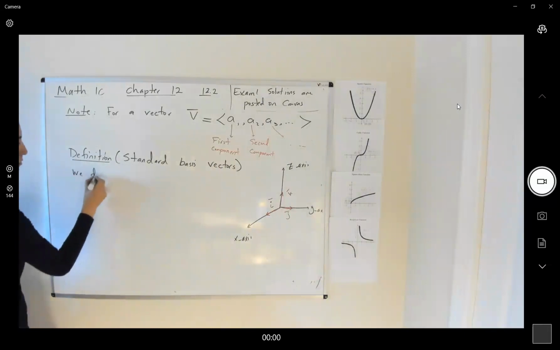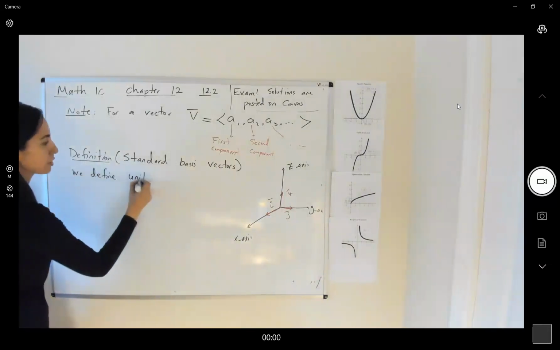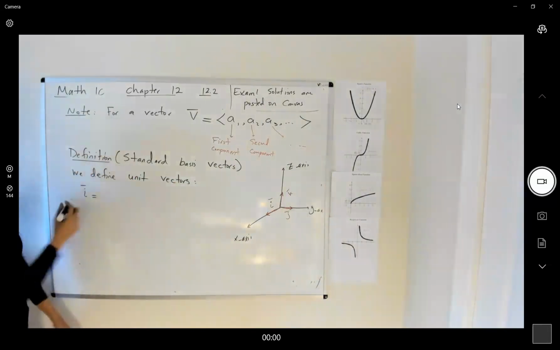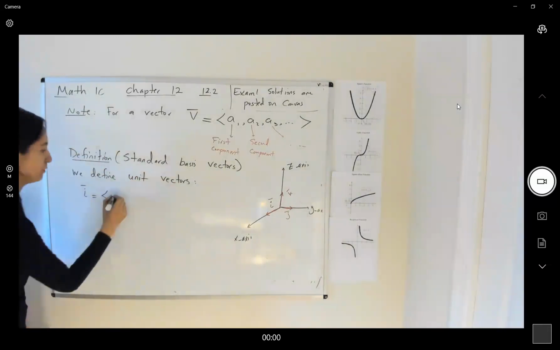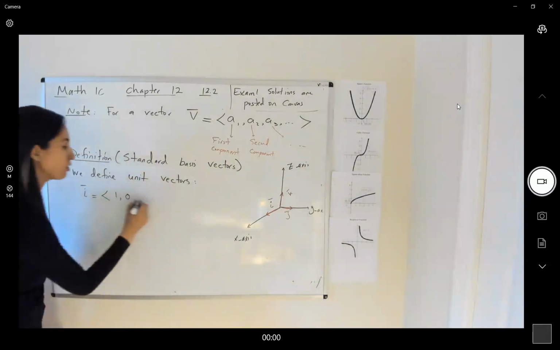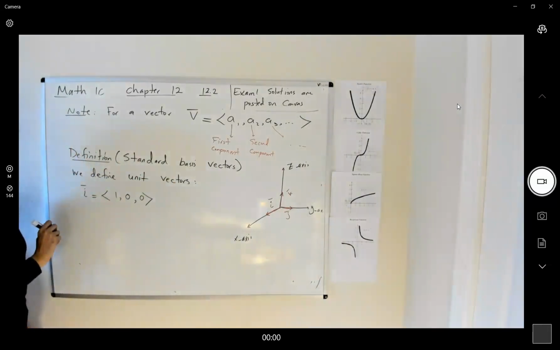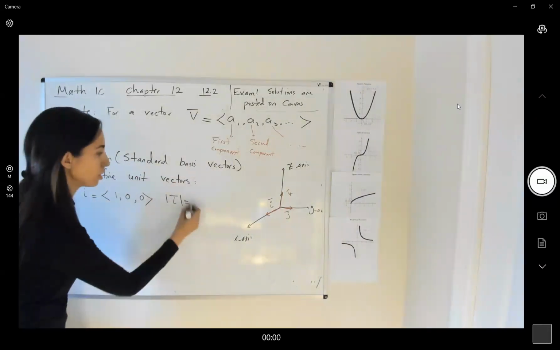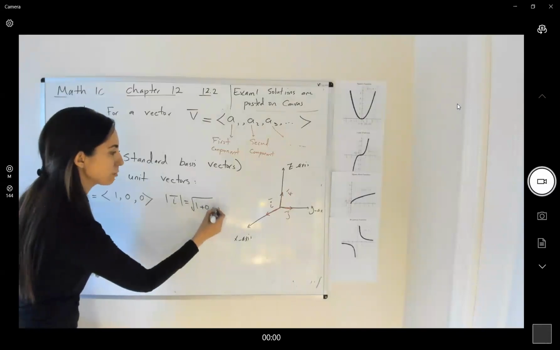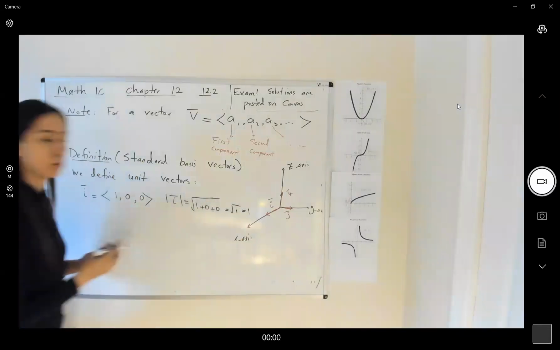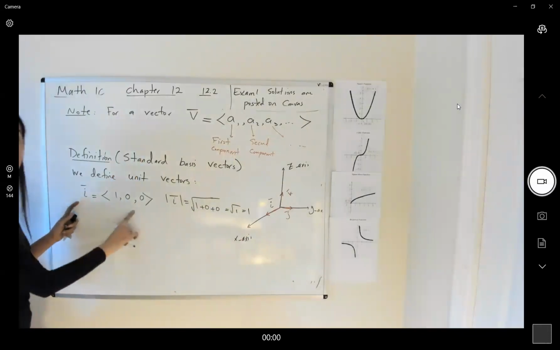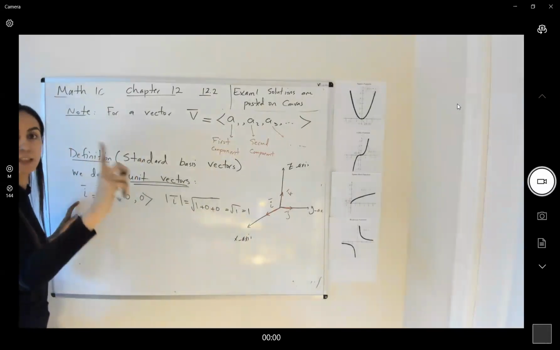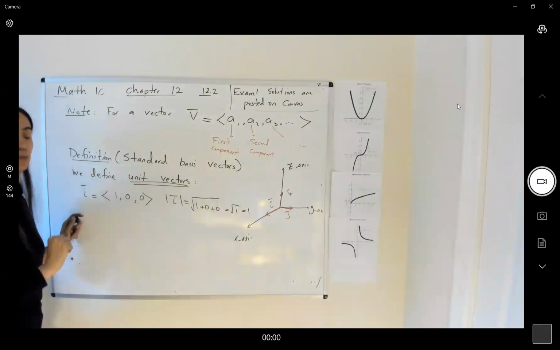We define unit vector i as: the first component of the vector is 1, the second component is 0, and the third component is 0. As you can see, the length of this vector is equal to the square root of 1 squared plus 0 squared plus 0 squared, which is the square root of 1, equals 1. So that's why we say that it is a unit vector. Unit means that its length, its magnitude, is equal to 1.